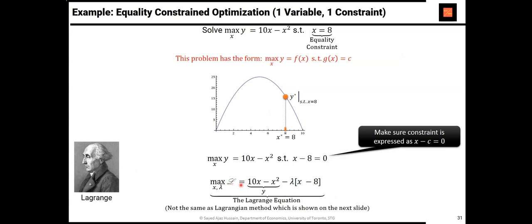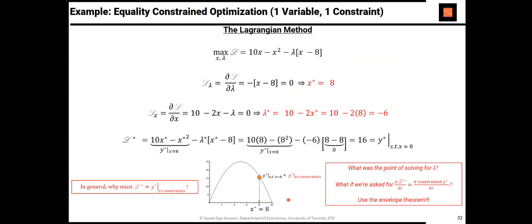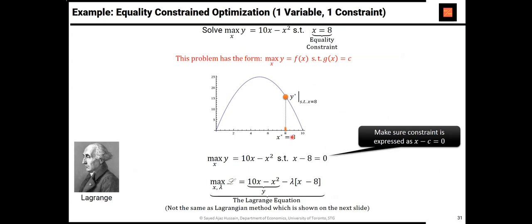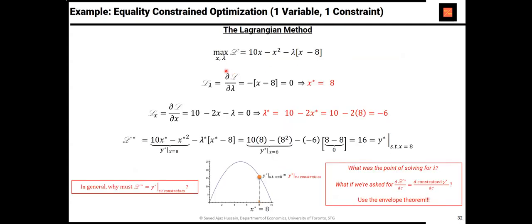A bit of warning, the Lagrange equation is not the same as the Lagrange method. The Lagrange method now says, for some bizarre reason, you've now added a second variable. You've made my life more complicated. Instead of solving for an x whose value I knew, you are artificially introducing a new variable called lambda, and you seem to be solving a much more complicated problem.